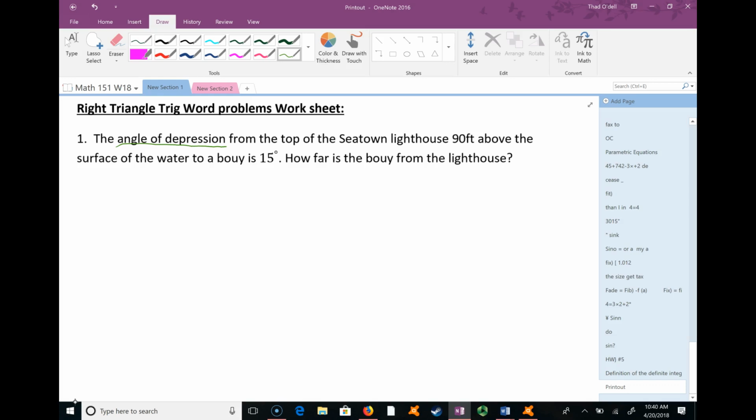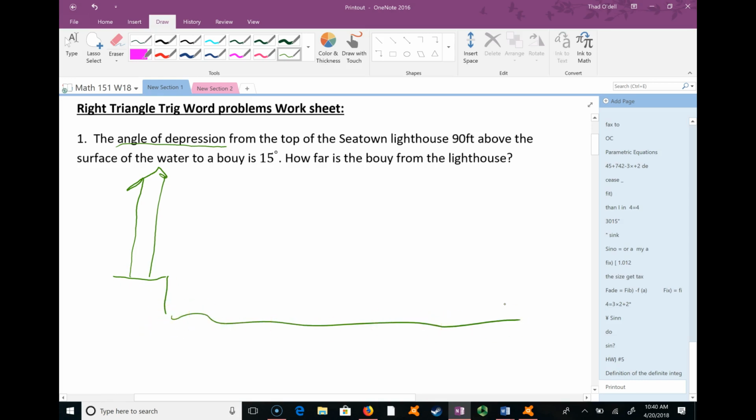Here we go. The angle of depression from the top of the Seatown lighthouse, 90 feet above the surface of the water, to a buoy is 15 degrees. How far is the buoy from the lighthouse? Okay, so first thing I always do is draw a picture. Here's my Seatown lighthouse, I guess, and the top of the Seatown lighthouse is 90 feet above the surface of the water. So maybe it's on a cliff, I don't know, but the surface of the water is down here. What they're telling us is this total distance from here to here is 90 feet.